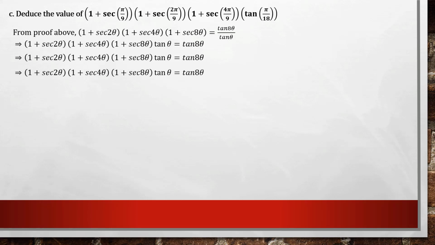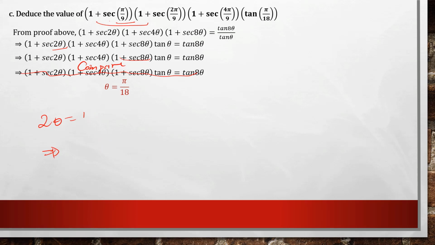But what do we realize? If we compare this and this, what do we realize? That our 2 theta will be equal to pi on 9. So if 2 theta is equal to pi on 9, it means theta will simply be equal to pi divided by 2 times 9, which is equal to pi on 18. So that's how I got pi on 18.